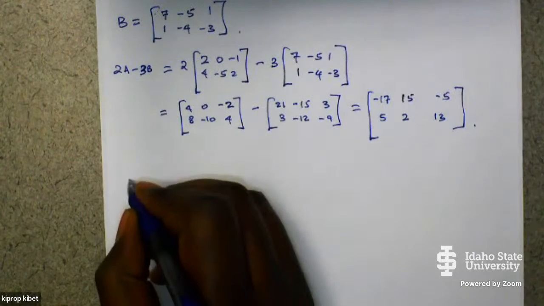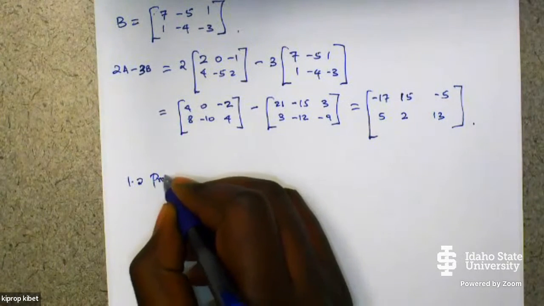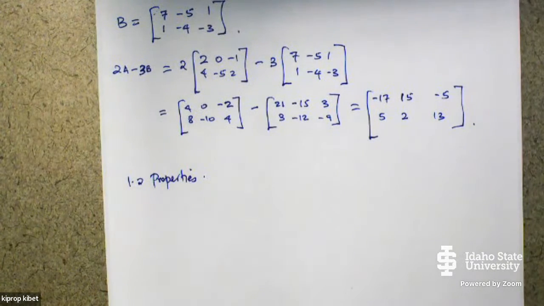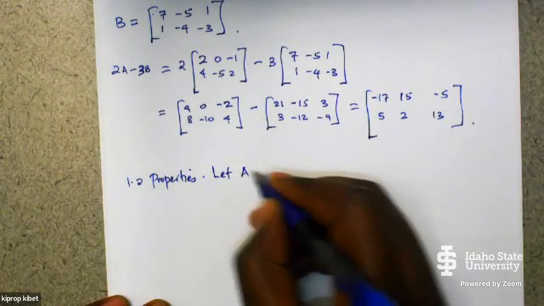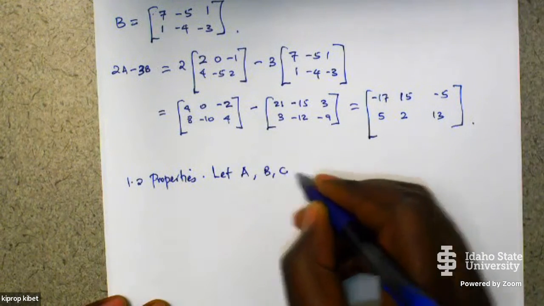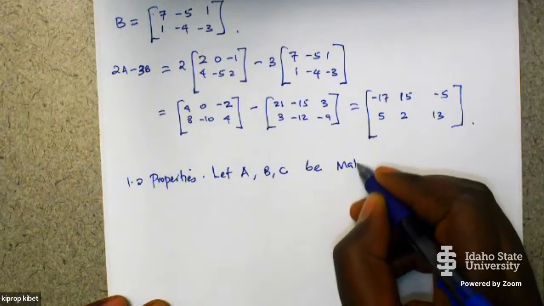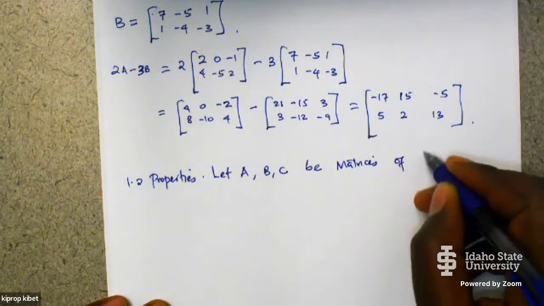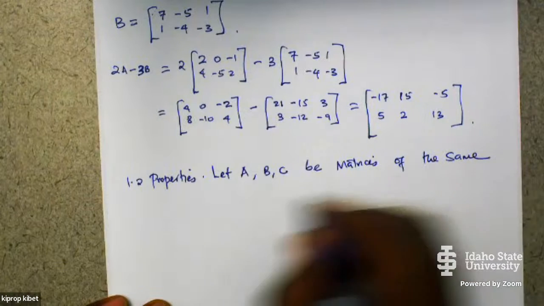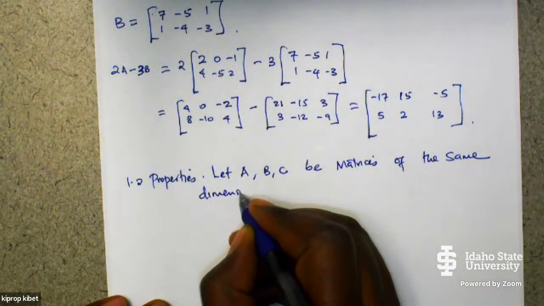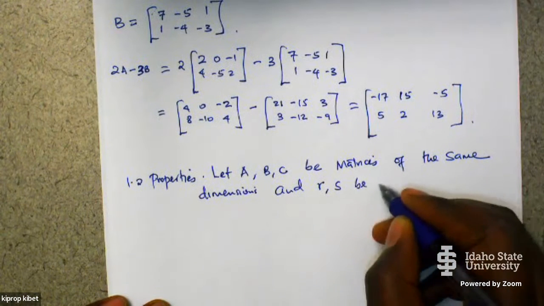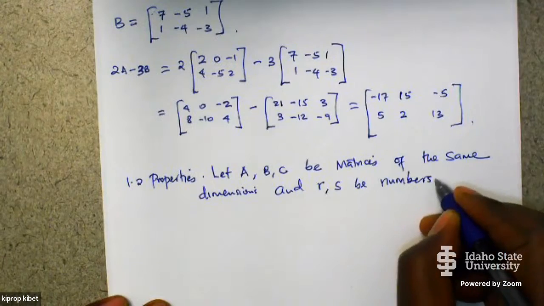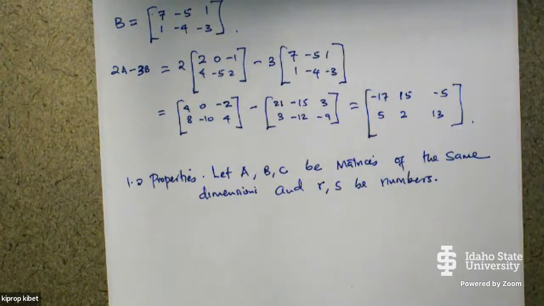Okay, let's look at section 1.2, properties. We let the matrices A, B, and C be matrices of the same dimensions, and R and S be numbers.